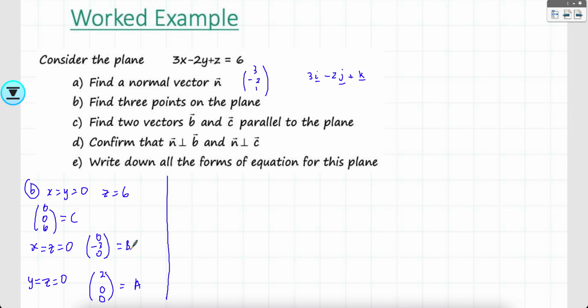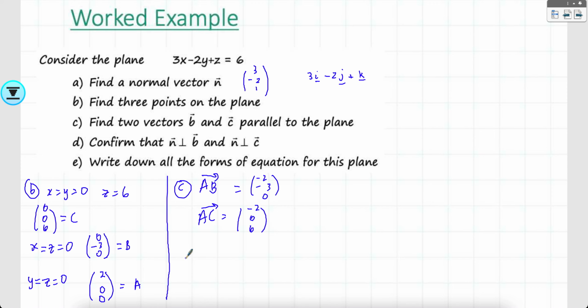Part C wants you to find 2 vectors that are parallel to the plane. Well, I have points on the plane. If I find the direction vectors, they will obviously, by definition, be parallel to the plane. So I can just simply find AB and AC, for example. I'm not going to go through the maths, but AB is going to be -2, -3, 0, and AC is going to be -2, 0, and 6.